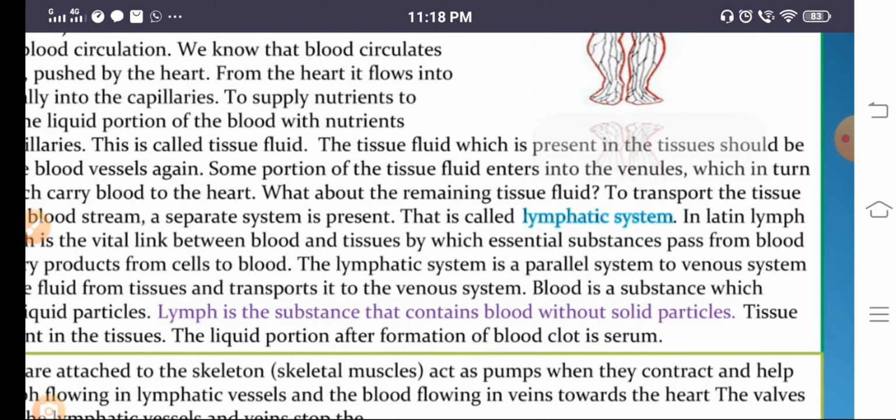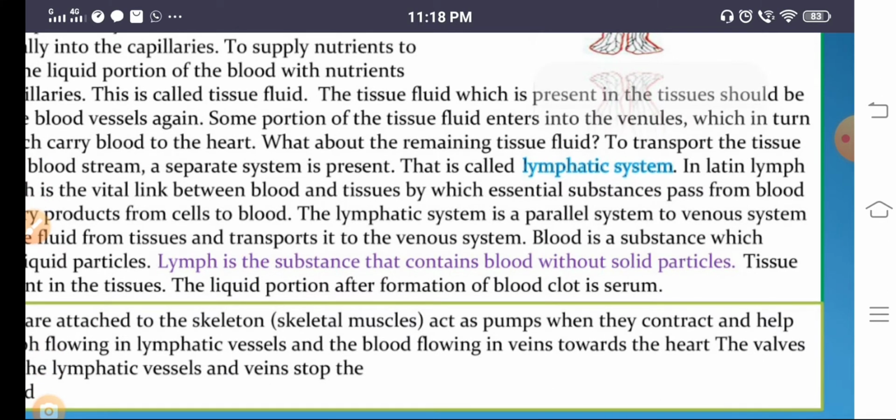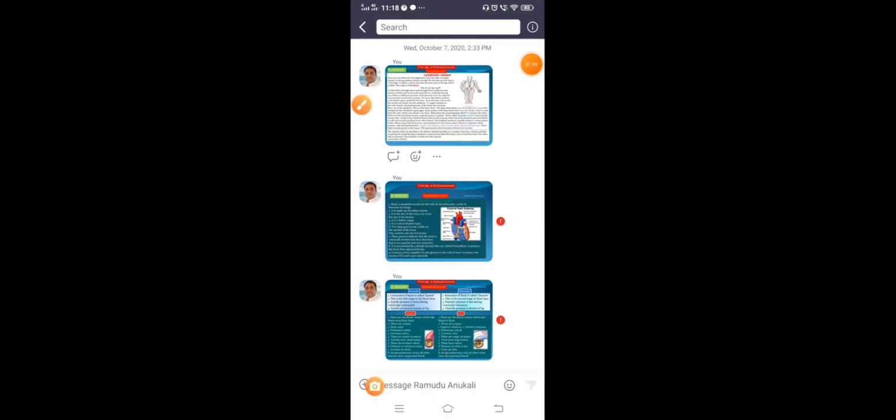Or we can say like this: wherever materials stay and remain, the tissue fluid which remains in some of the parts must be carried to the cells. So to carry it towards the cells and tissues, the lymphatic system plays a major role.